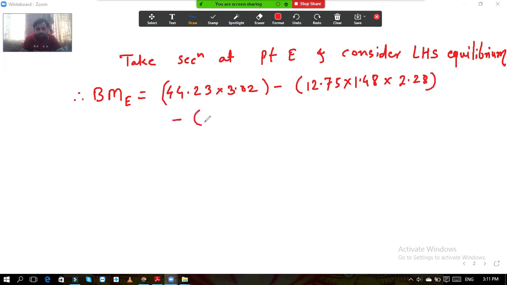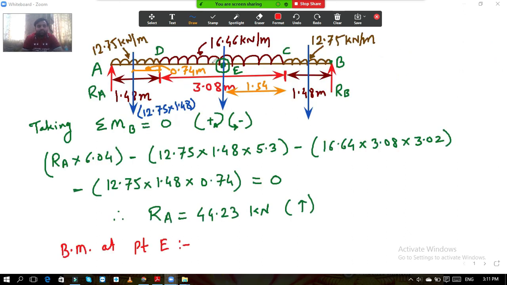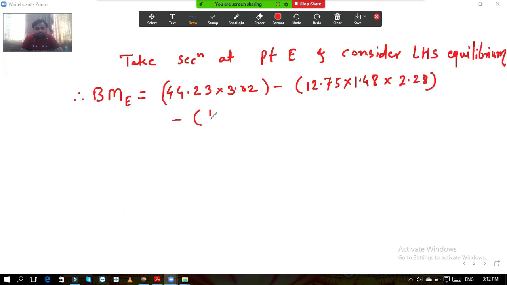Again minus, the third thing is this UDL 16.46. The length of UDL is DE, which is 1.54, and this will act at the center of this. So from point E, it is at a distance of 1.54 divided by 2. So 16.46 into 1.54 into 1.54 divided by 2. Now if you solve this, you will get the bending moment at point E.